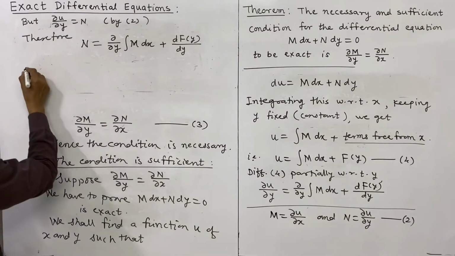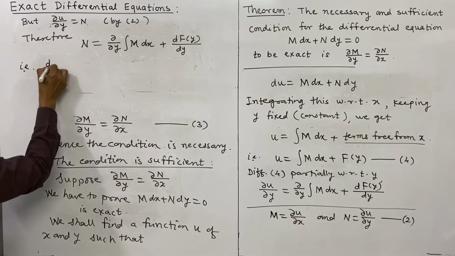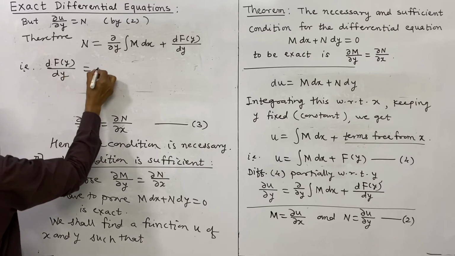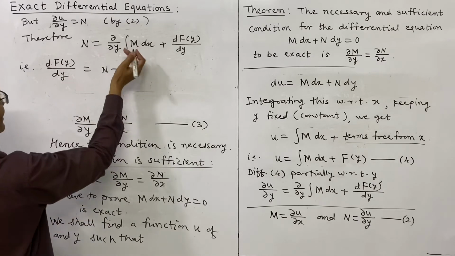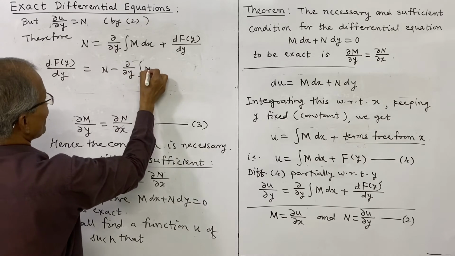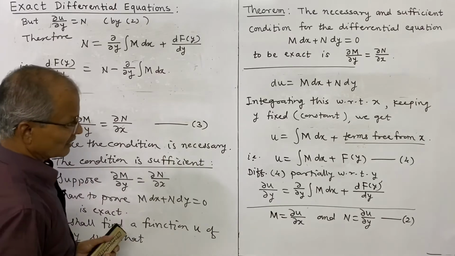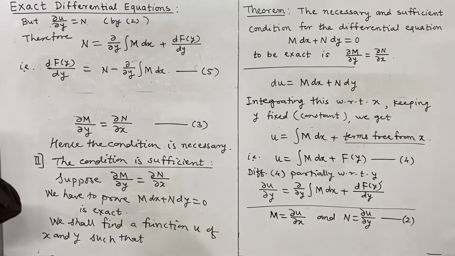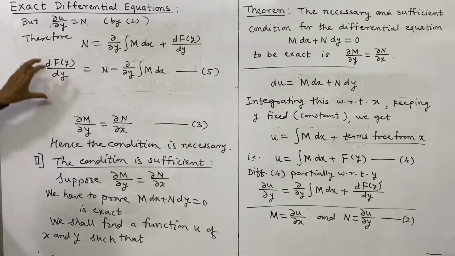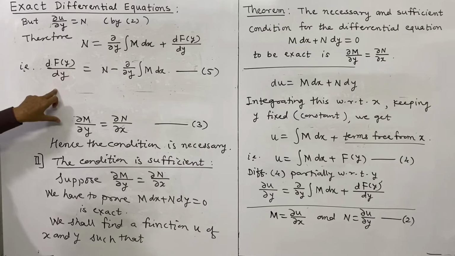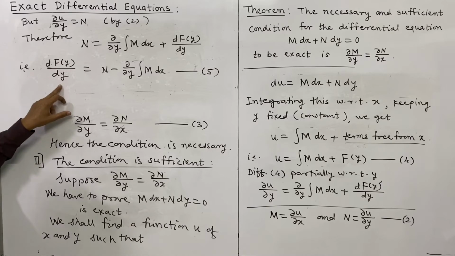From this we write the value of d by dy of capital F of y, which is equal to n minus, shifting this term to the left side, dou by dou y of integral m dx, and this we shall assume as equation number 5. Now we observe equation 5. The left side of equation 5 is not involving x, it is independent of x, because this is entirely a function of y. So this does not contain x.